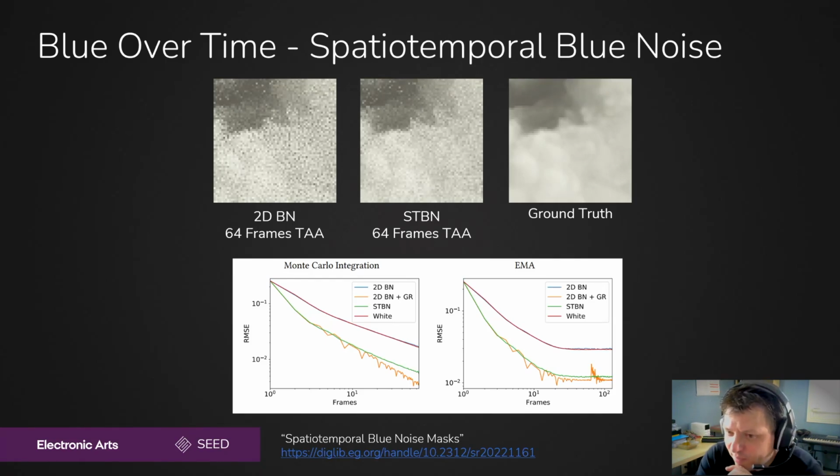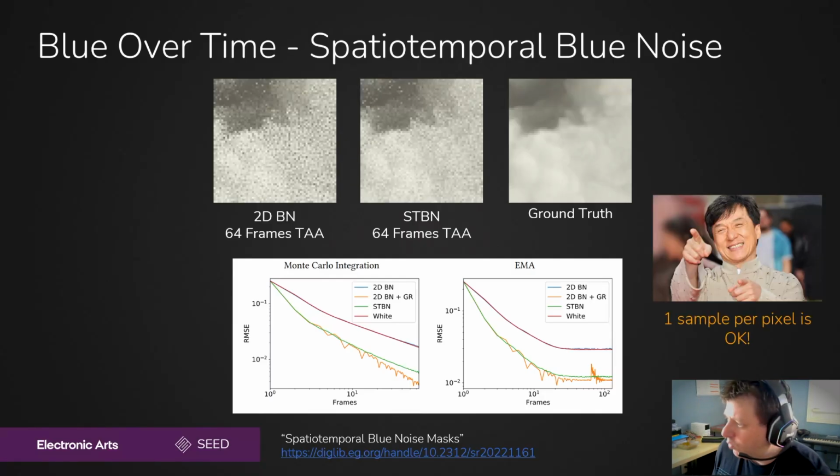So you can actually make a sequence of blue noise textures that are not independent, where each pixel is also blue over time. And we published that in 2022, and it's called spatio-temporal blue noise. And so when you use that to render, it makes each frame be nice blue noise spatially, but it also gives you the benefit of faster convergence, even in the case of only having one sample per pixel. And so, yeah, one sample per pixel can be okay. It's pretty nice.